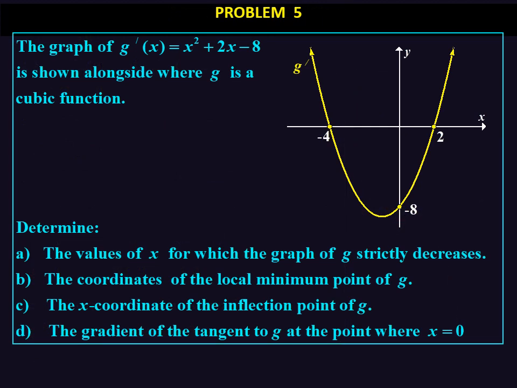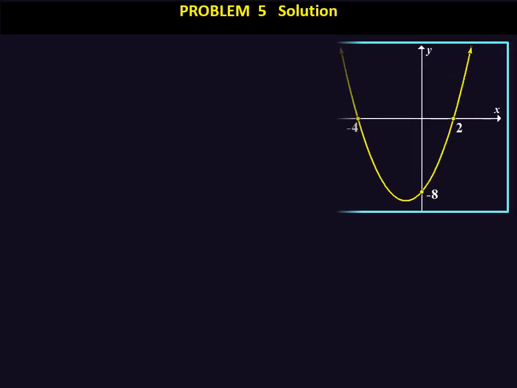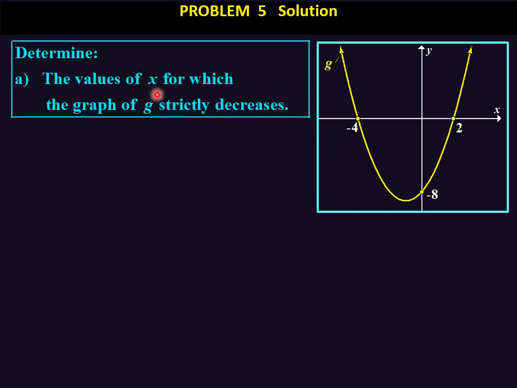Let's look at problem number 5. Here we have the following given information. We have the graph of a first derivative, a quadratic, and there's the graph of the first derivative, right? And then we have some questions based on this graph of the first derivative. Let's look at each of the sub-questions now. There's the graph of the first derivative as given. Determine the values of x for which the graph of g will be strictly decreasing. Is this the graph of g? No, this is the graph of the first derivative.